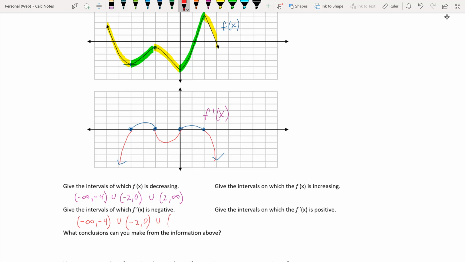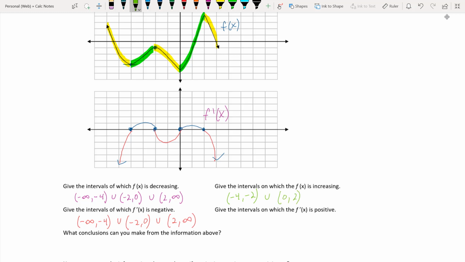And my third section is 2 to infinity. All right, so you'll notice that those where f of x is decreasing, we know that the derivative is always going to be negative. All right, and we can do the same thing on the right side, give the intervals in which f of x is increasing. That's all of the green highlighted areas up top. So that's going to be -4 to -2 and 0 to 2.